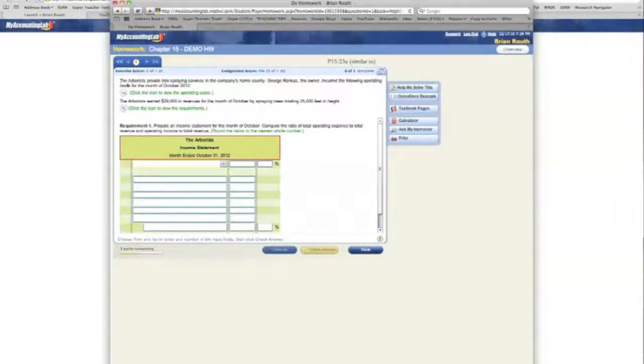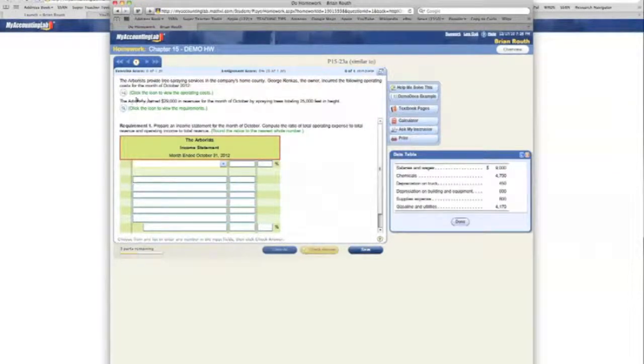And we'll read the problem. The arborists provide 3 spraying services in the company's home county. George Rinkas, the owner, incurred the following operating costs for the month of October 2012. Then we're given this icon with these green words behind it. You need to pay particular attention to this information, as this is important in finishing this problem. So if you click on the icon, it will bring up a data table. In this case, our data table has our operating expenses included in that table.